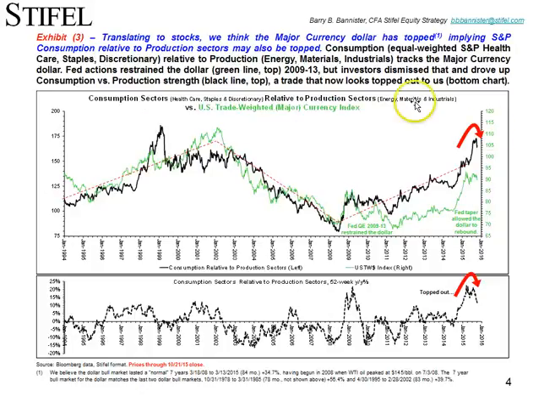If you look at this, this is consumption sectors relative to production sectors since 1994. And what I try to show here is equal weighted S&P healthcare, staples, and discretionary relative to equal weighted S&P energy, materials, industrials. Dollar cycles have always been about 7 years, for almost 40 years. And the dollar cycles captured here are like the 1993-94 cycle up to 2002, and then the 2002 to 2008. And you would argue that this is 7 years since '08.